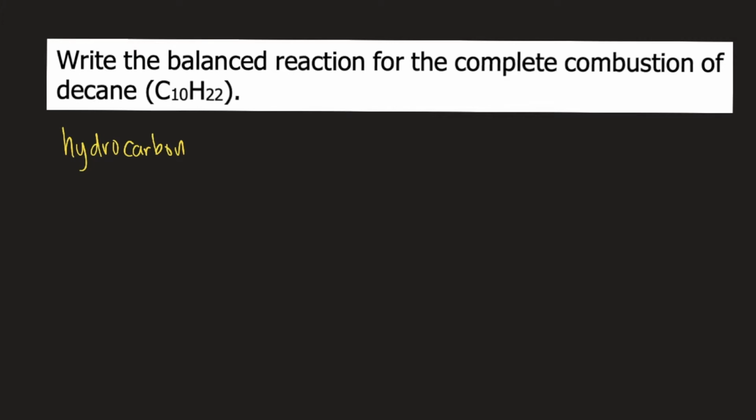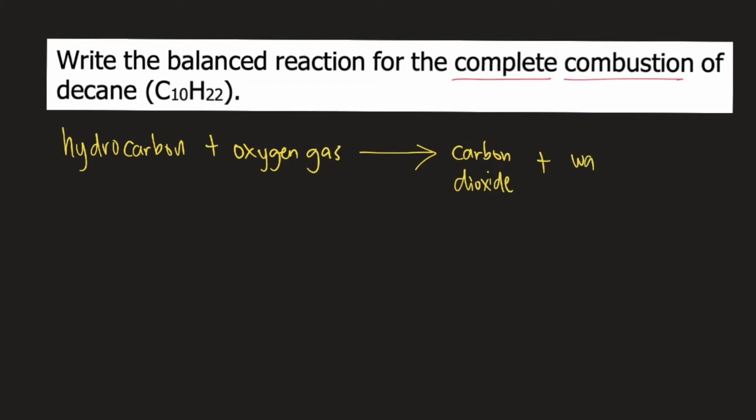The problem says that decane undergoes combustion. When you say combustion, that is reaction with oxygen gas. So the other reactant in the problem is oxygen gas. And the combustion is specified to be complete combustion. When hydrocarbons undergo complete combustion, they form two products, carbon dioxide and water. So any hydrocarbon that undergoes complete combustion forms carbon dioxide and water.